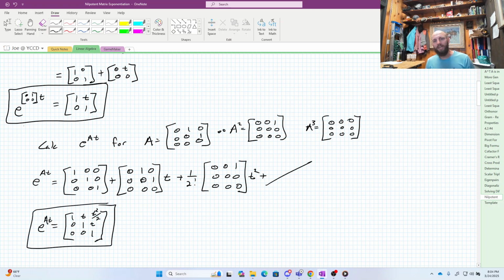Nilpotent matrices are really interesting. There's not a ton of them. There's a few. They're kind of a special case. They don't all have to be full of zeros. So it is pretty possible to make a nilpotent matrix that has no zero entries, in fact. Maybe give it a shot. It's kind of a cool trick to find one.